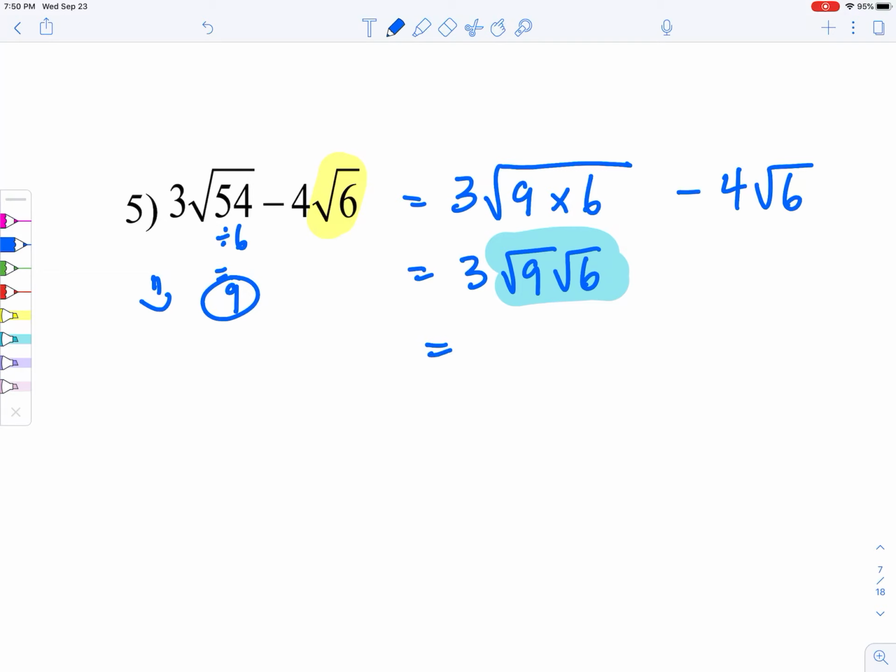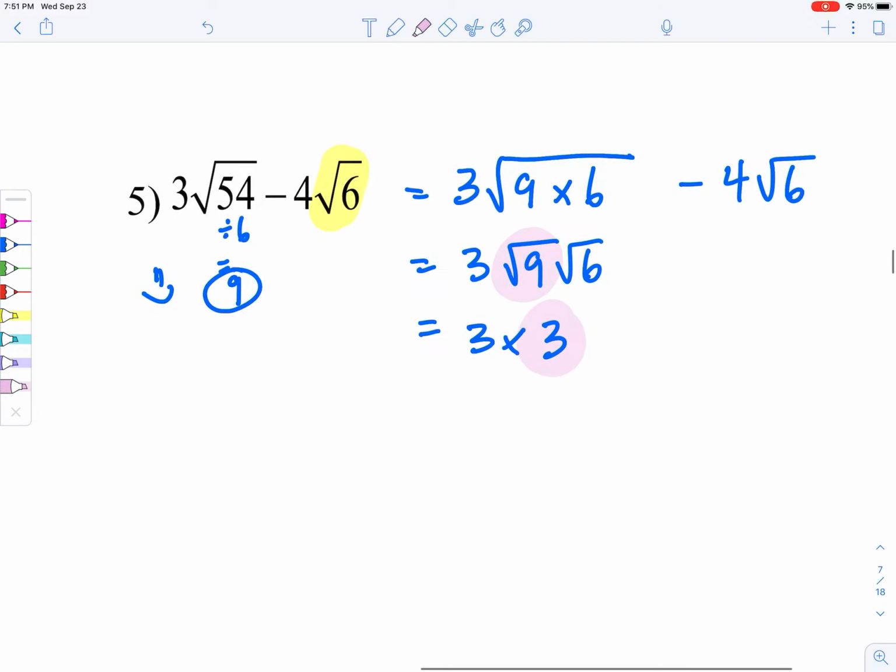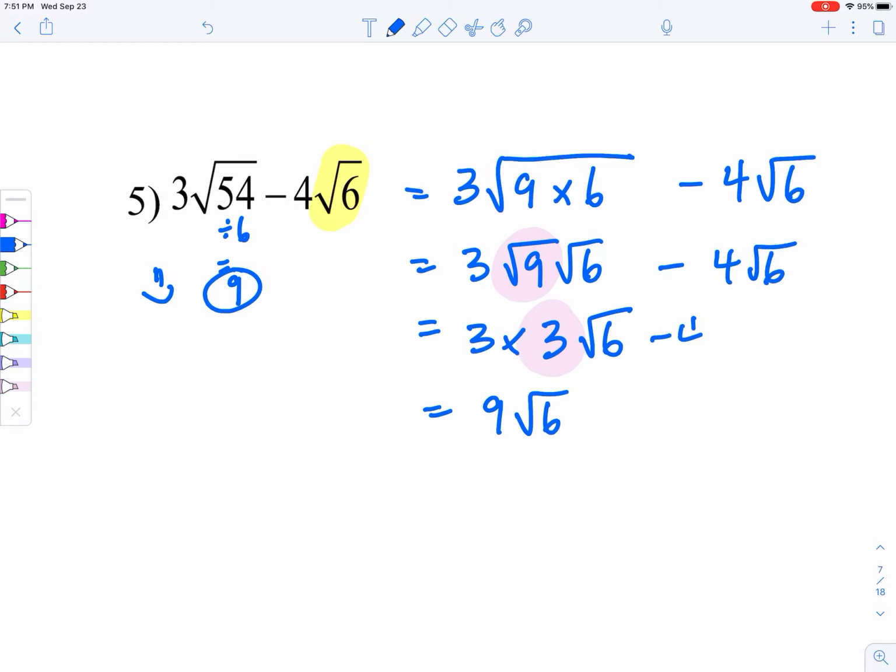I'm going to get rid of that highlighting. We're going to, oops, that was supposed to be pink. We're going to square root that. So I have my 3 that was out front, and then I'm going to take the square root of 9 and get 3. And that gives me 9 root 6. And all of these still had the minus 4 root 6 at the end.